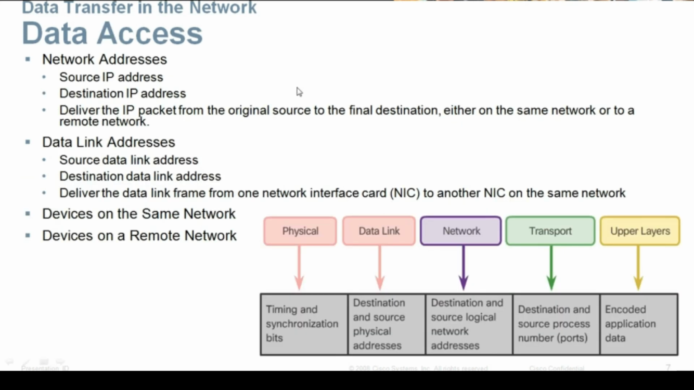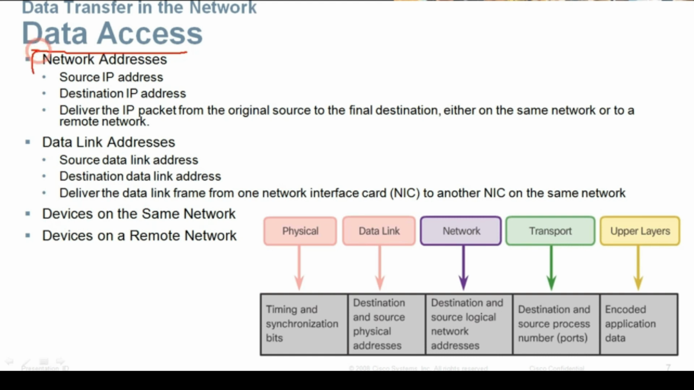Okay, now next we discuss data access. Data access is basically to access the data from the other computer. So let's say if we have to access the data, or if you want to contact the other computer, in that case, what are the addressing requirements that we have to specify?